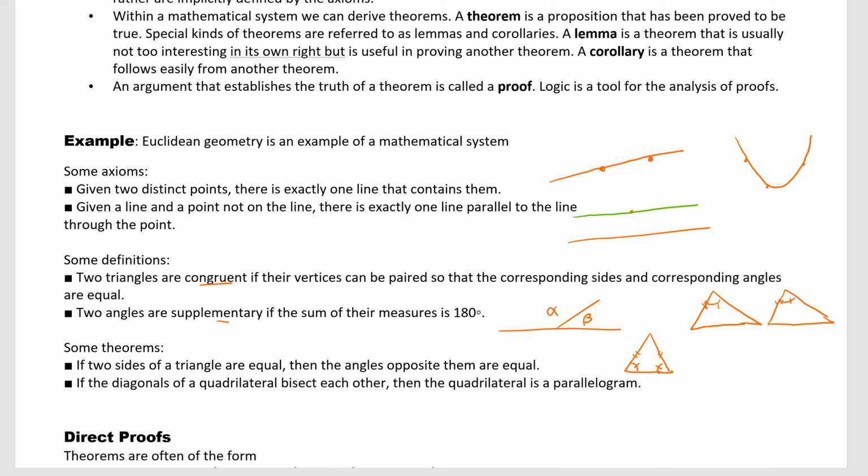And we can prove it. Okay, we're not going to prove it here, but we know a theorem can be proved to be true. Next, if the diagonals of a quadrilateral bisect each other, then the quadrilateral is a parallelogram. So, okay, we know that if the diagonals bisect each other, then this quadrilateral is a parallelogram.